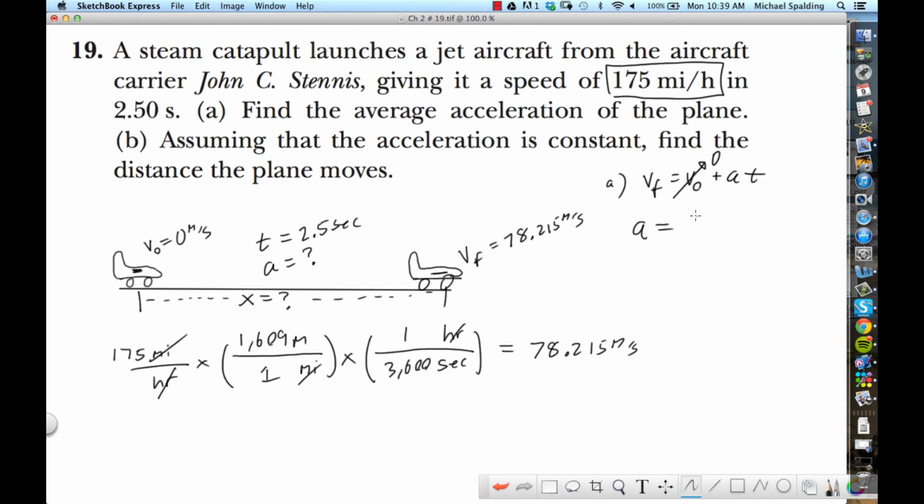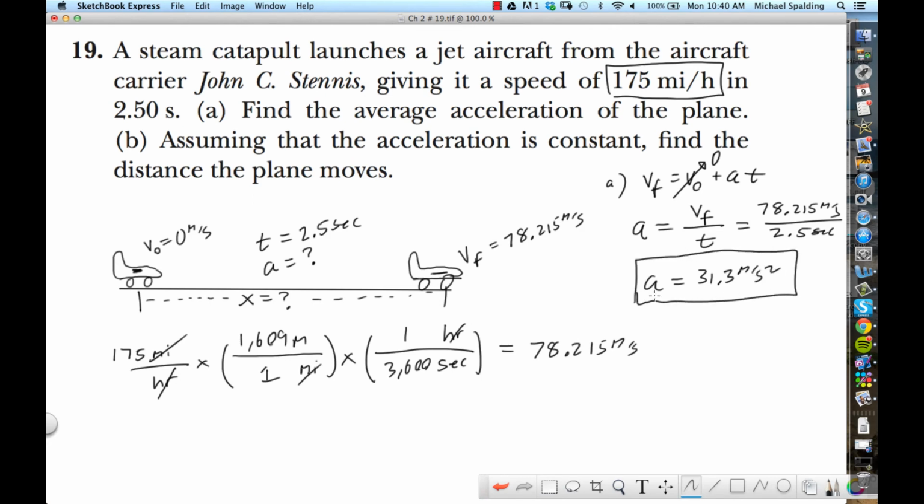So we're solving for A. A will be V final over T. And now plug the numbers in. 78.215 divided by 2.5 seconds gives an acceleration of 31.3. So now we can round this. Unless, of course, you're going to use the acceleration in another calculation. If you're going to plug the 31.3 into another equation, then use the unrounded. Okay?